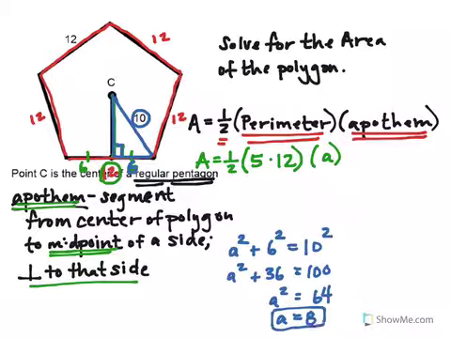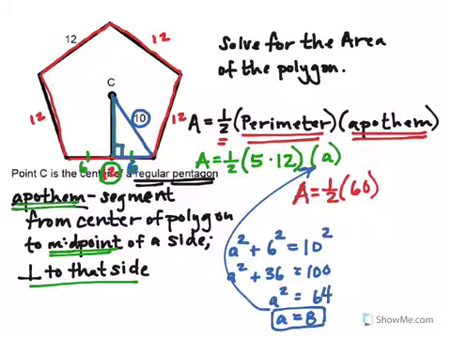So if the apothem has a length of 8, we can plug that back in and finish out our formula. So the area, let's do it in a different color here, the area is equal to half of, well, 5 times 12 is 60, and our apothem is 8, which is going to be half of 60 is 30 times 8, which is going to be a final area of 240.